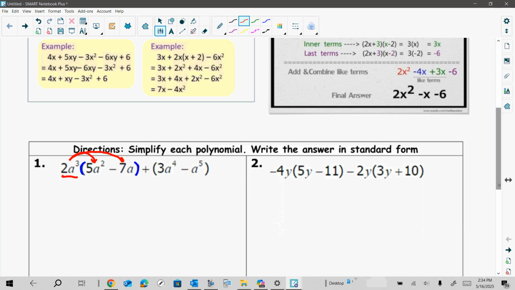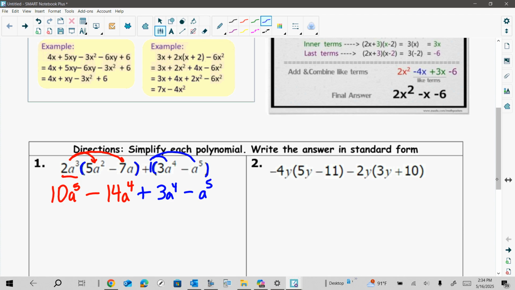So when I distribute, this is going to give me 10a to the 5th. We add the exponents, minus 14a to the 4th. And then for the next grouping, you can think of it like an invisible 1. We're distributing that 1, and that's not going to change anything. That's your multiplicative identity. So this is going to be plus 3a to the 4th minus a to the 5th.